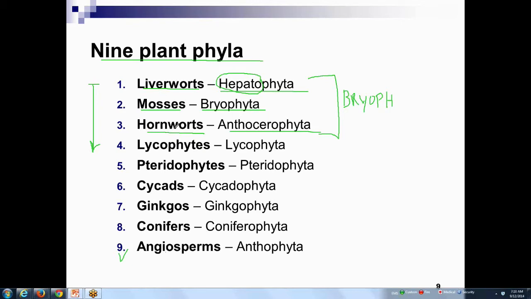So these first 3 groups are the bryophytes, and the thing that sort of characterizes all of them is the fact that they're all non-vascular. Okay, so they're non-vascular plants. What does that mean? Does anybody know?